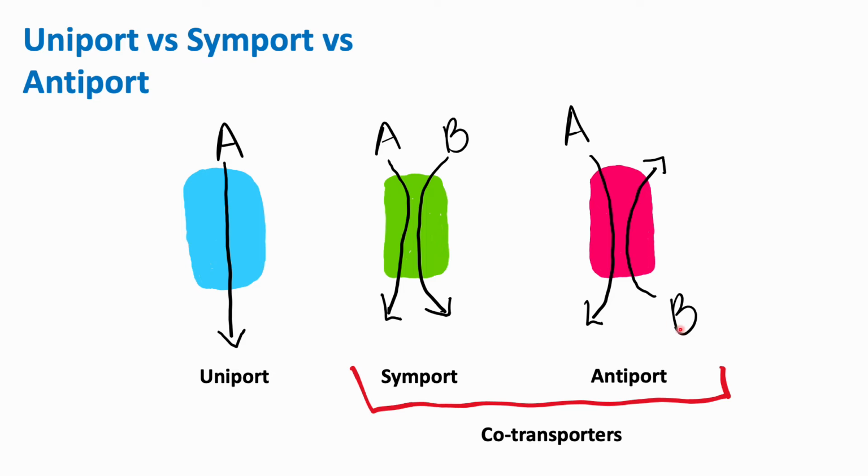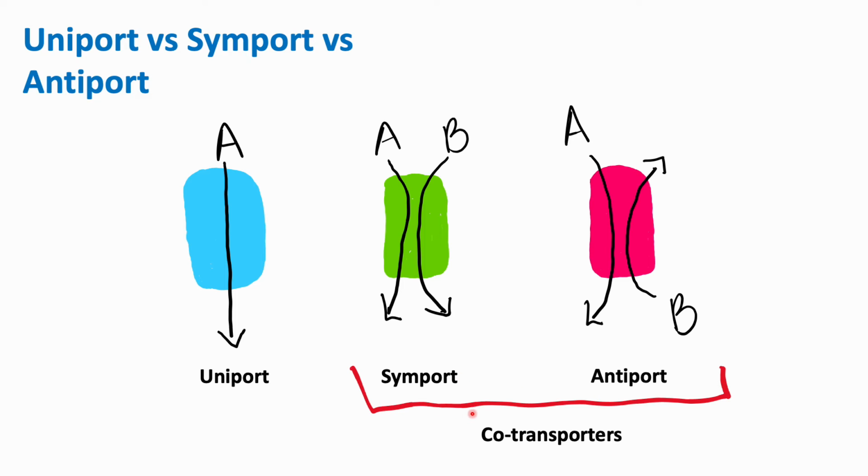An example of Antiport is, for example, when we look at the sodium-potassium channel, where we see potassium going in, we have two potassiums going in, and we have three sodiums going out. They're moving in opposite directions. So when we're moving in opposite directions, it's Antiport.